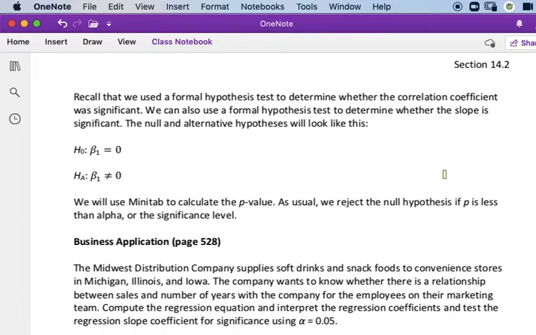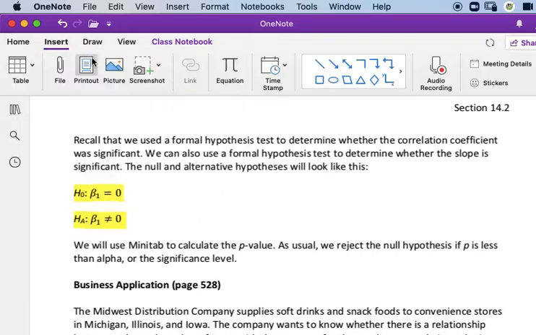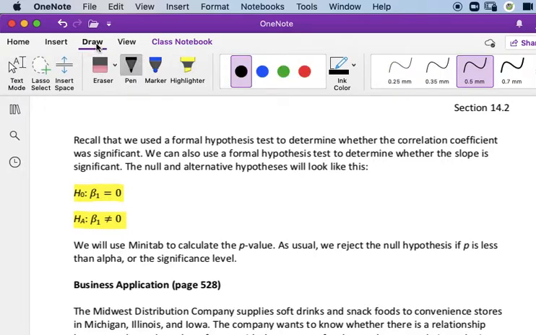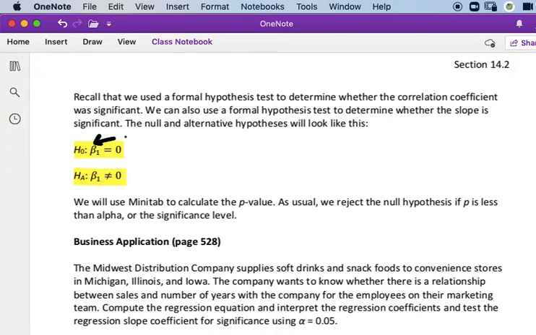When we talked about correlation, we used a formal hypothesis test to determine whether the correlation coefficient was significant. We can also use this kind of test to determine whether the slope is significant. So the null and alternative hypotheses will look like this. Our null hypothesis is that beta 1 equals 0. Remember, we are using b1 for the slope, so the beta here is the Greek letter version of that. Our alternative hypothesis is that beta 1 is not equal to 0. I'll put a little note here to remind myself that beta 1 is slope.